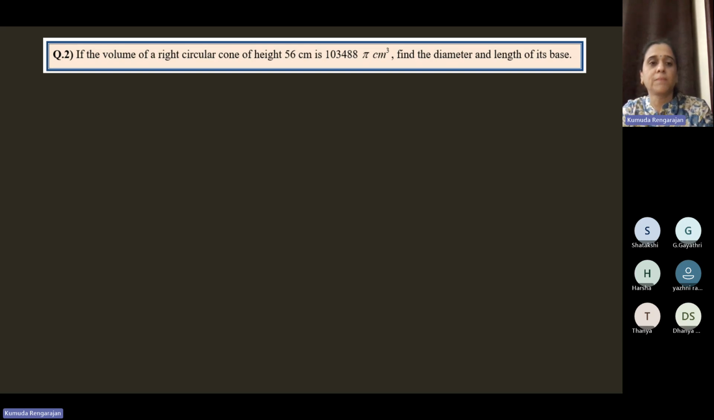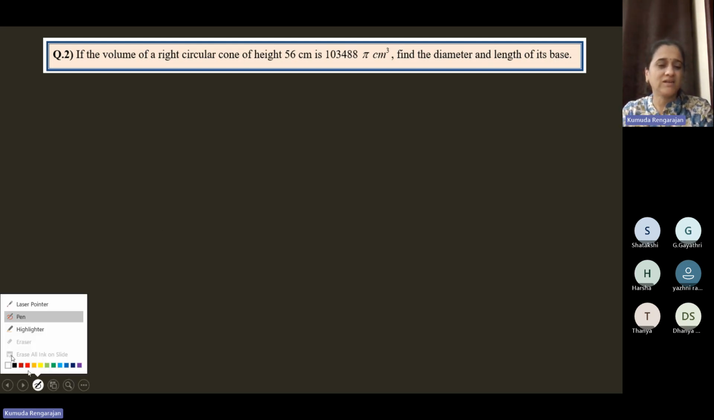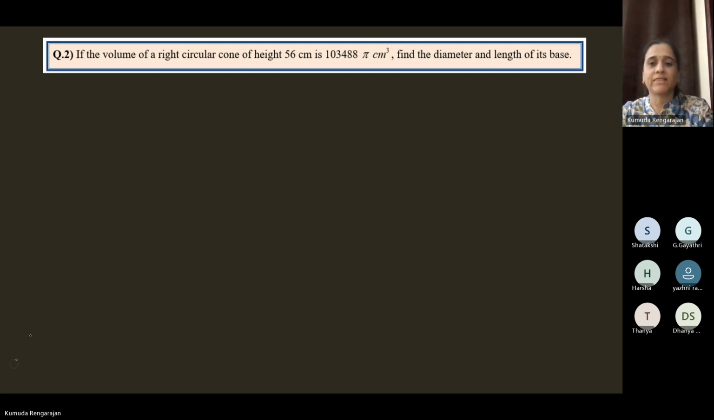Quite similar. Volume is given, height is given. You need to find the diameter and not length of its base. Slant height, I think. Diameter, and we'll just take the slant height, okay? And slant height, not length of its.